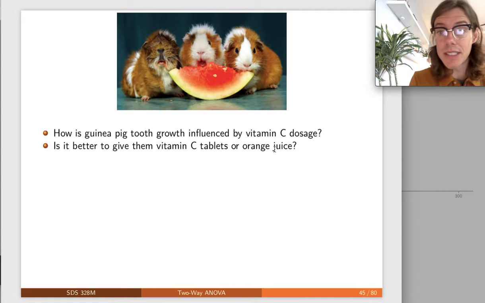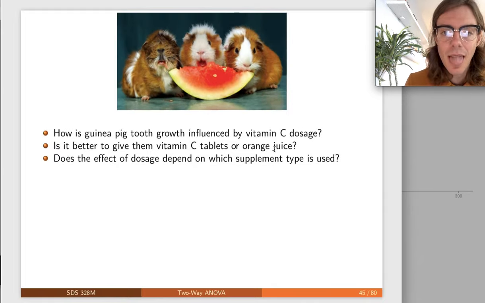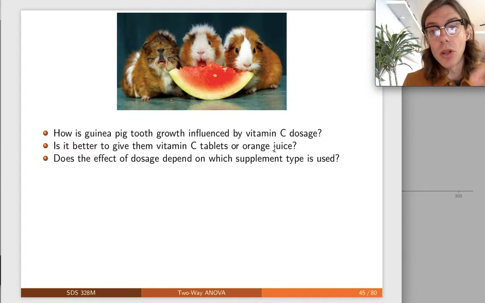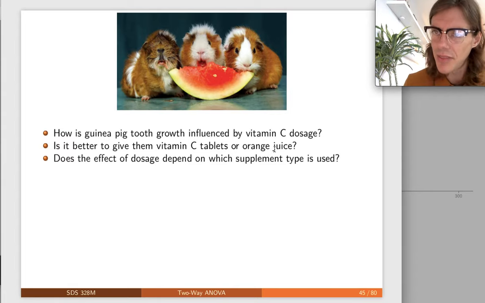So holding the vitamin C dosage constant, is there a difference between vitamin C tablets versus having orange juice, right? If you get 2 milligrams of vitamin C, does it matter if you got them in orange juice form or in tablet form? And then, does the effect of dosage depend on what supplement type is used? Maybe going from low to middle to high has a big impact if you're giving them orange juice, but it doesn't have that big of an impact if you're giving them the tablets. We can test all those things with a two-way ANOVA.